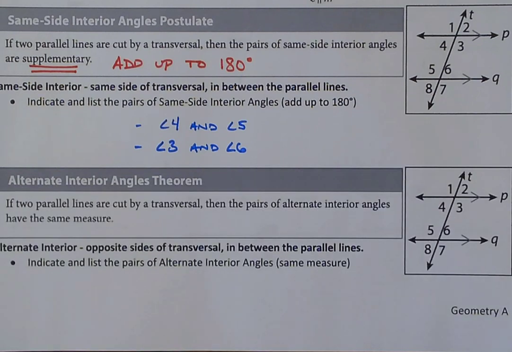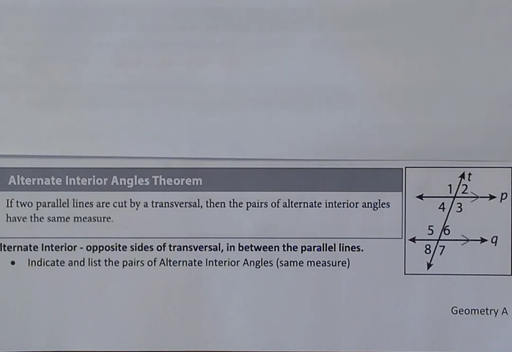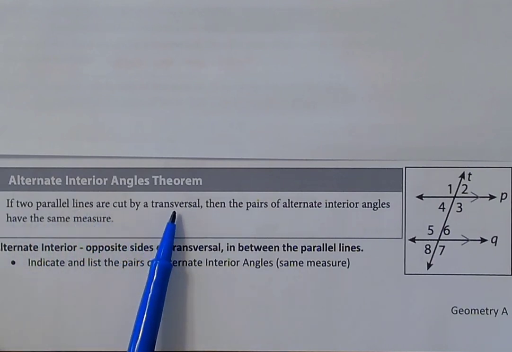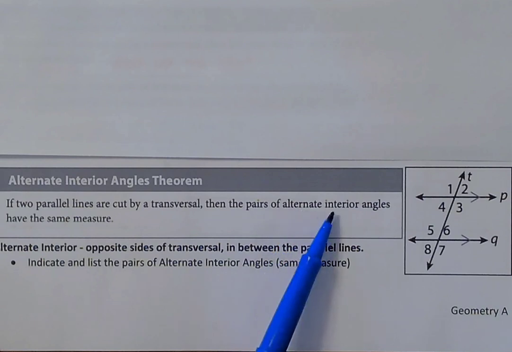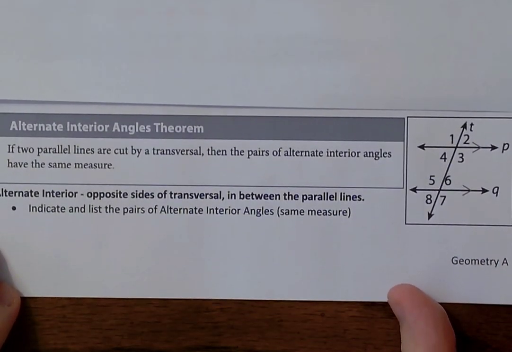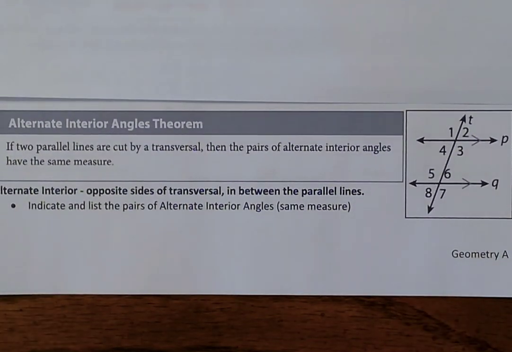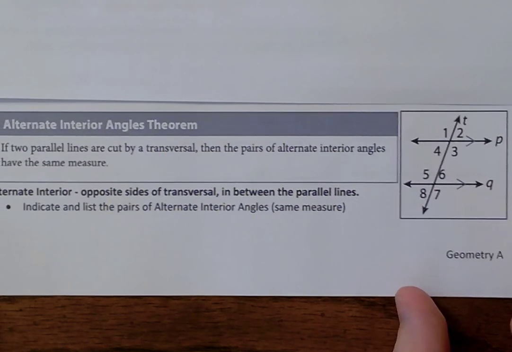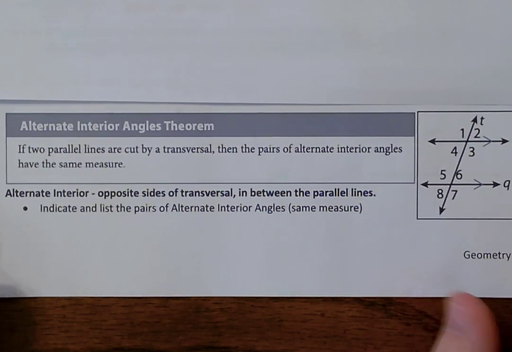All right, so same side interior angles add up to be 180. The next one we're going to talk about is alternate interior. So the alternate interior angles theorem states if 2 parallel lines are cut by a transversal, then the pair of alternate interior angles have the same measure. So that means they are congruent, they are equal to each other. So when we talk about alternate interior, they are the same measure. That means they are congruent to each other.